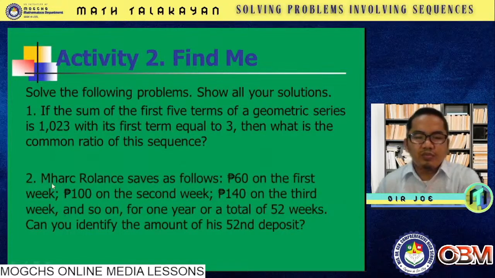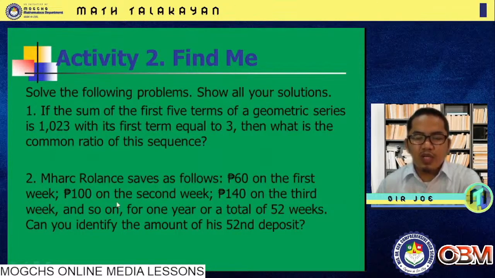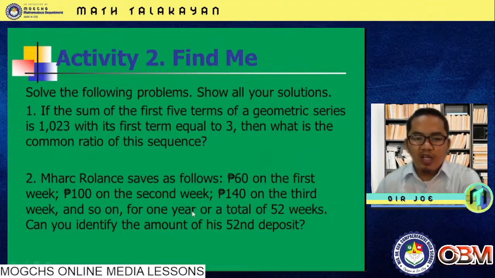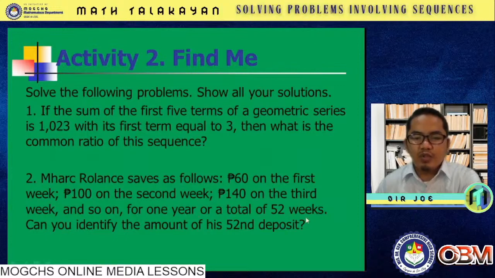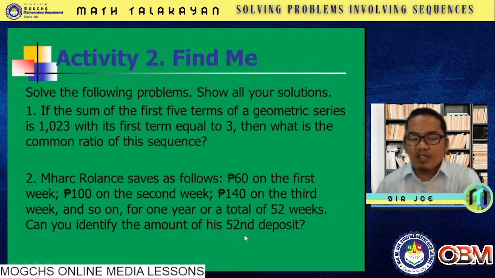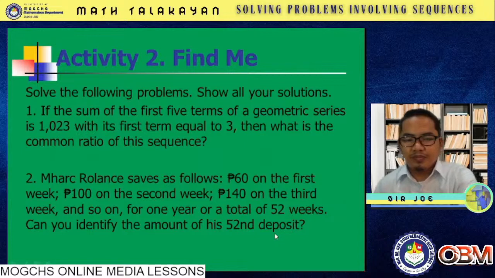Question number 2. Mark Roland saves as follows: 60 pesos on the first week, 100 pesos on the second week, 140 on the third week, and so on, for 1 year, or a total of 52 weeks. Can you identify the amount of his 50-second deposit? Okay.